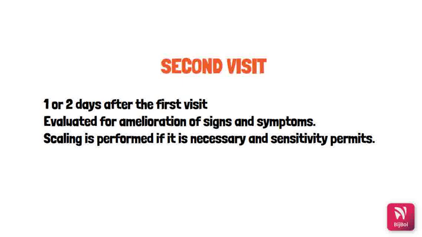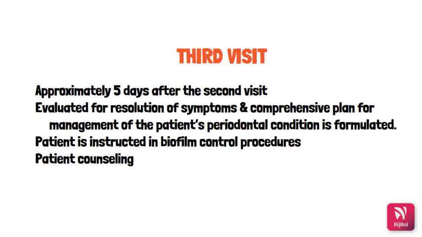Okay, so the instructions which were given in the first visit are again given in the third visit, which takes place approximately 5 days after the second visit. We need to check if the symptoms have resolved or not. Then a proper plan for the management of the patient's periodontal condition has to be formulated. A very important point is that hydrogen peroxide rinses are discontinued, and oral hygiene can be maintained for 2 or 3 weeks using chlorhexidine rinses, but hydrogen peroxide rinses are discontinued. You can repeat the scaling and root planing if necessary.